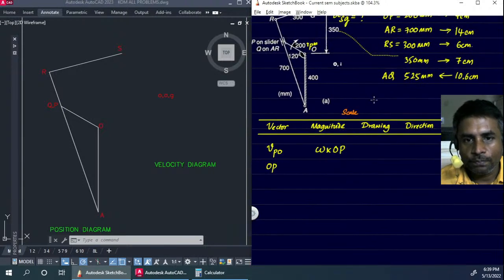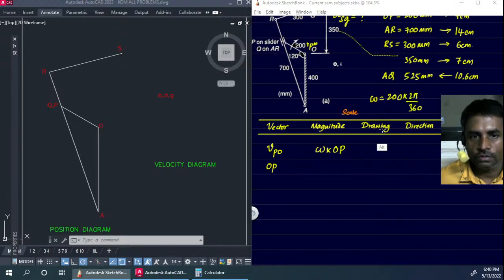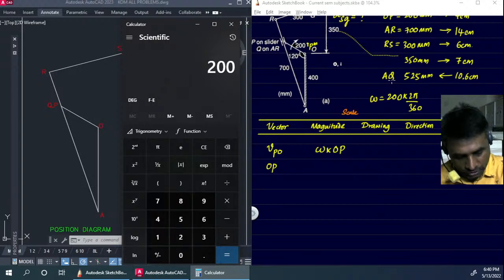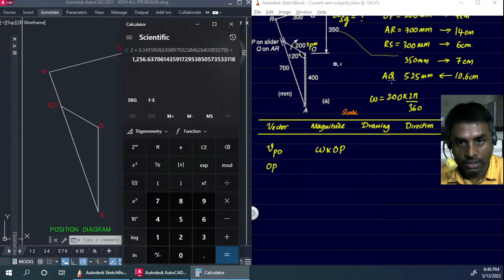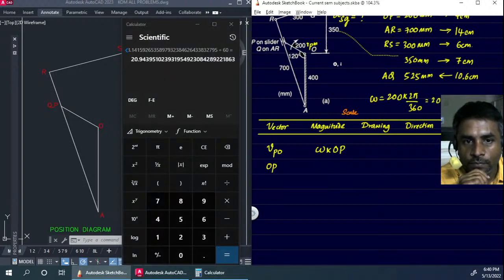So what is omega here? Omega we'll have to calculate using this value of 200 RPM. So that will be 200 into 2 pi by 360. So it's going to find that value. So 200 into 2 into pi, divided by 60. So we are getting 20.94 in radians per second.